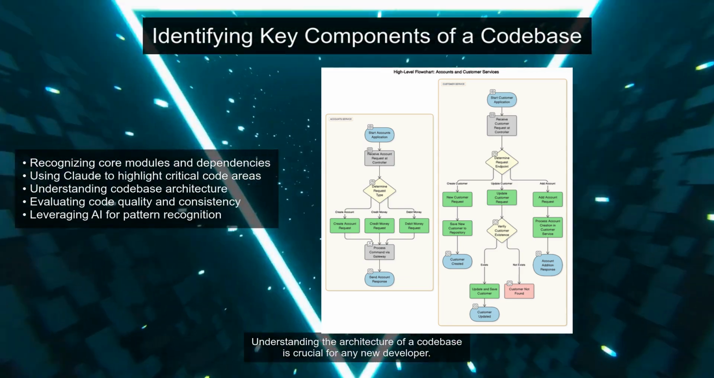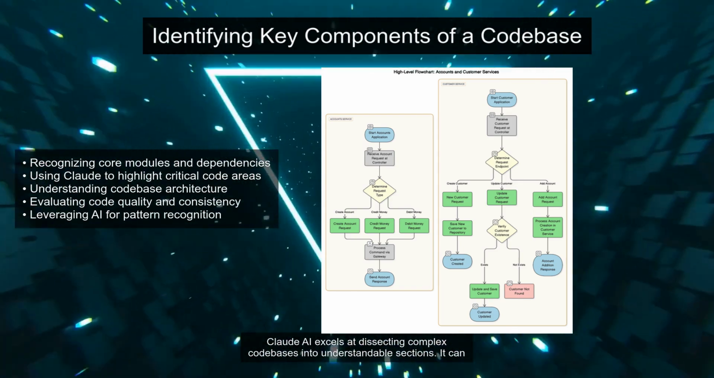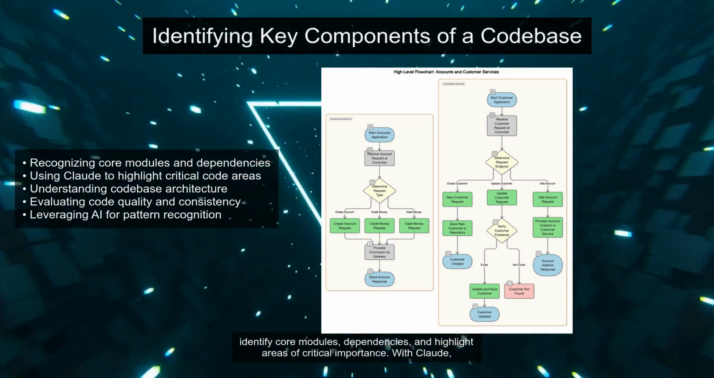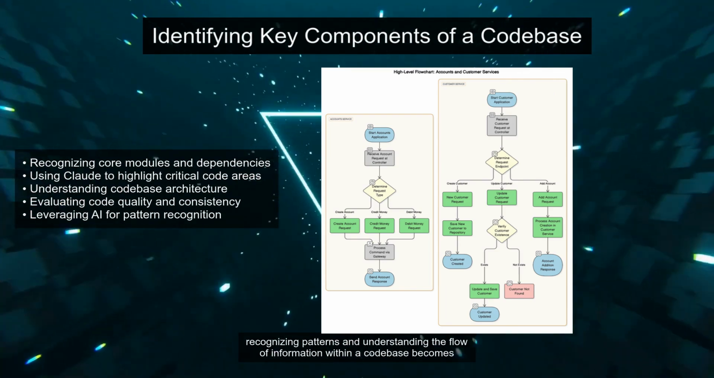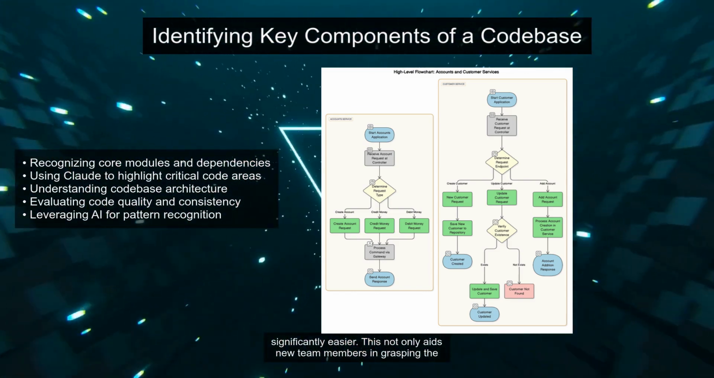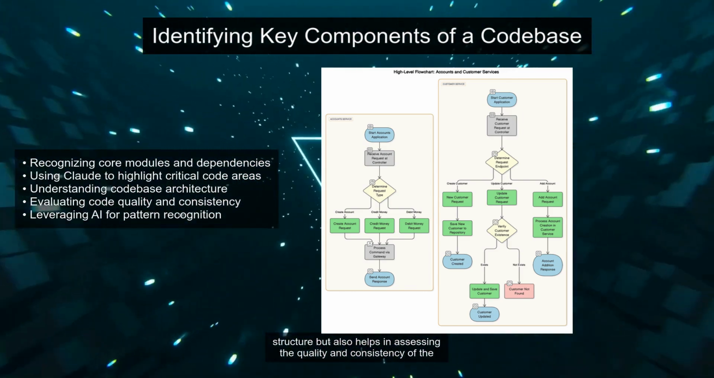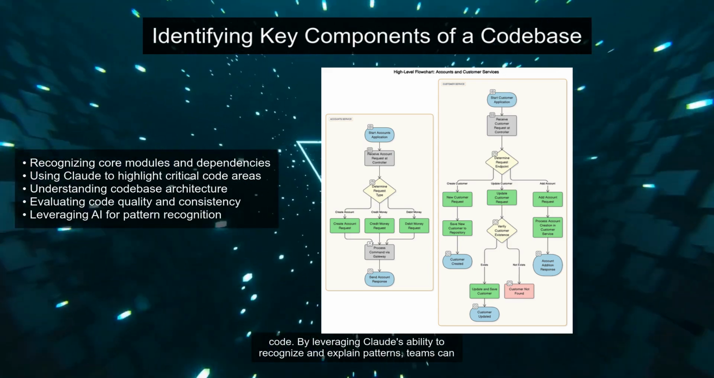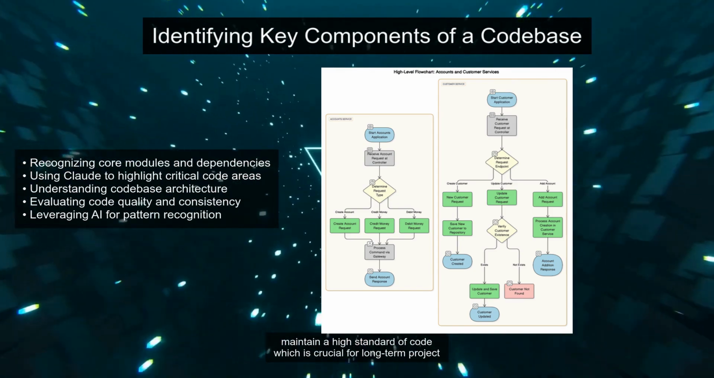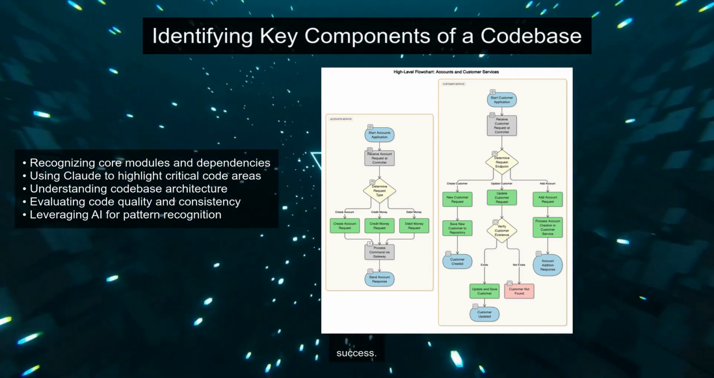Understanding the architecture of a codebase is crucial for any new developer. Claude AI excels at dissecting complex codebases into understandable sections. It can identify core modules, dependencies, and highlight areas of critical importance. With Claude, recognizing patterns and understanding the flow of information within a codebase becomes significantly easier. This not only aids new team members in grasping the structure but also helps in assessing the quality and consistency of the code. By leveraging Claude's ability to recognize and explain patterns, teams can maintain a high standard of code, which is crucial for long-term project success.